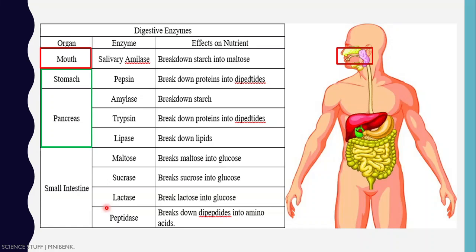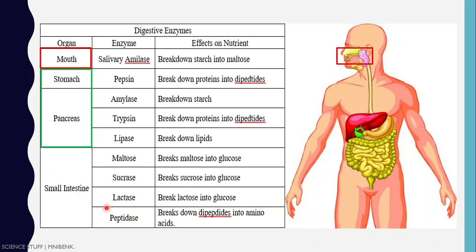Okay, so the next organs are the stomach and pancreas. I'm purposely grouping them together because their locations are quite similar, to make it faster for us to talk about this. First, we're going to go through the stomach. There is one enzyme in the stomach, which is pepsin. What does pepsin do? It breaks down proteins into peptides. Okay, so that's all for the stomach.